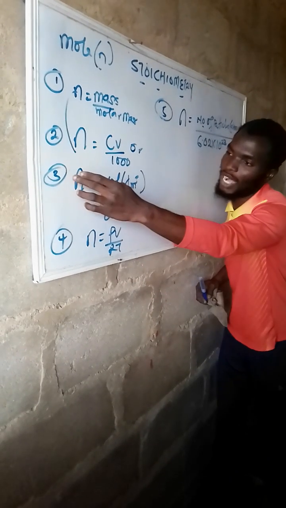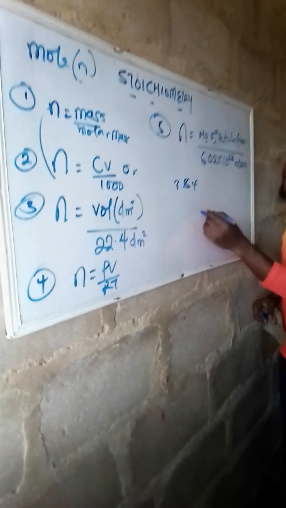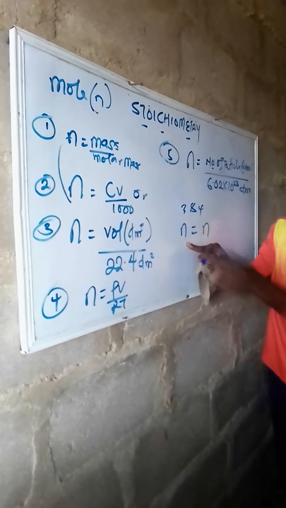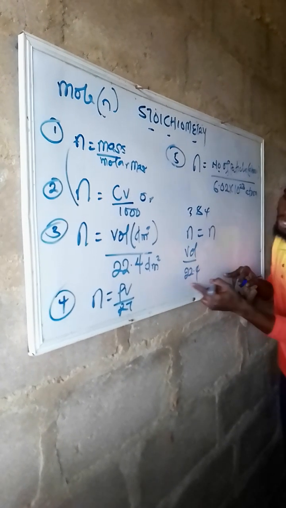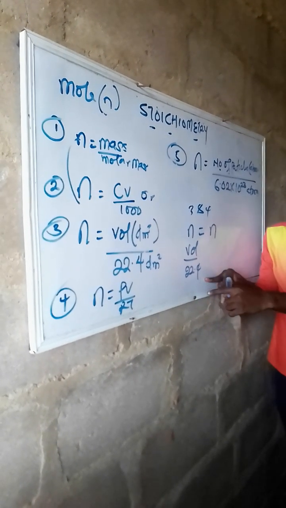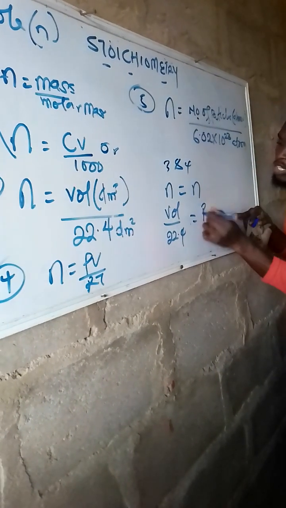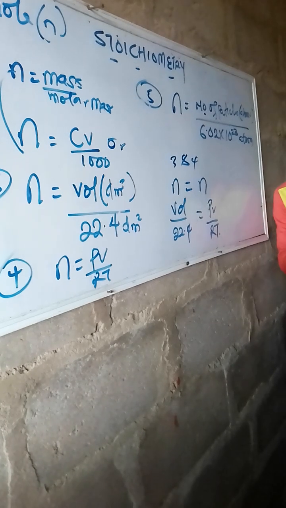If I want to match 3 and 4 together, what would that be? n equals what? n is volume over 22.4, that is the volume at STP, right? 22.4. And our number 4 is PV over RT. So you can use this formula to solve.